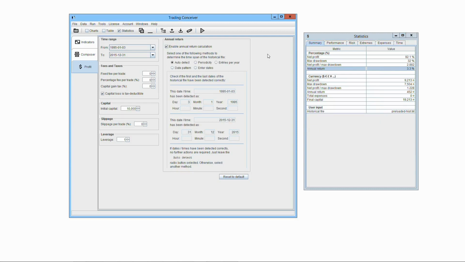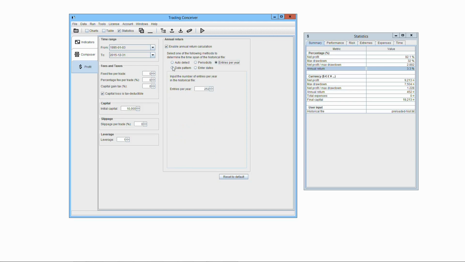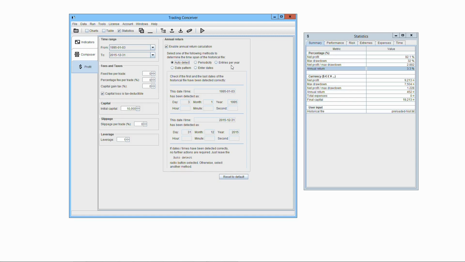By selecting this checkbox, you can select the method of your choice to indicate to Trading Conceiver the time span in the historical file. Each method is represented by a radio button. You need to fulfill only one method, not all of them. We suggest you try the methods in the order they are presented here. The method applied when computing the statistics is the one selected by the radio button. Once you find a certain method, except the Enter Dates one, works properly, you can leave it selected for all historical files with the same date-time format.